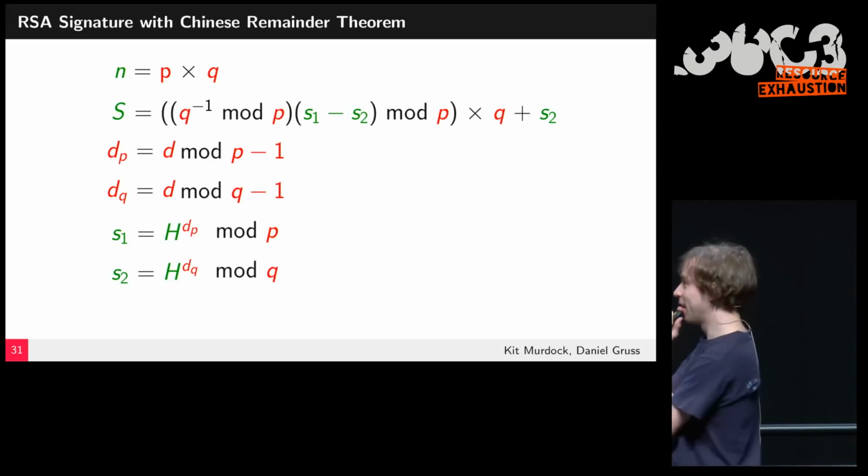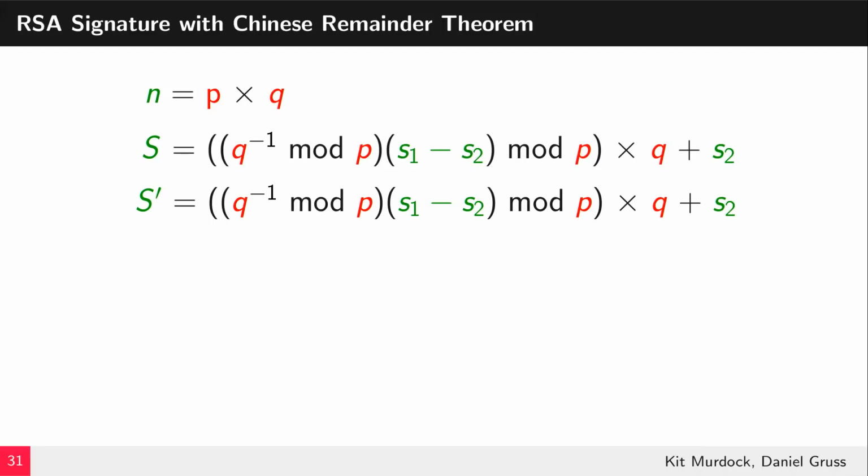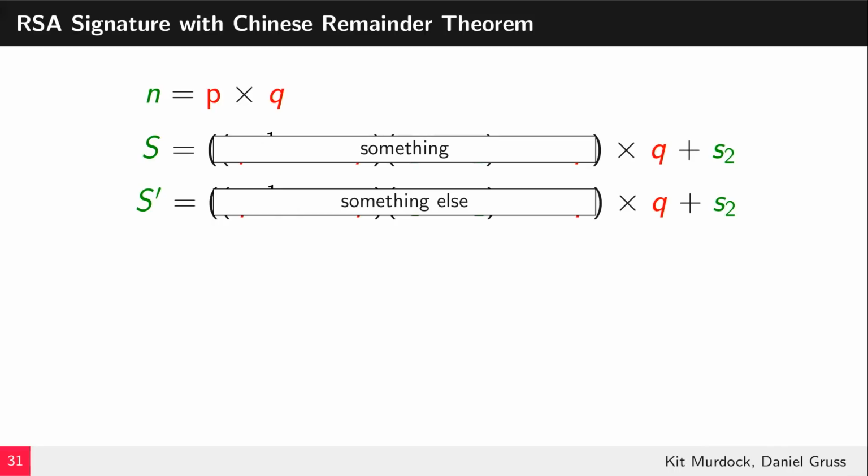OK, so this looks quite complicated. But the point is, we want to mount a fault attack on this. So what happens if we fault this? Let's assume we have two signatures which are not identical, S and S prime. We basically only need to know that in one of them a fault occurred. So the first is something, the other is something else. We don't care. But what you see here is that both are multiplied by q plus S2.